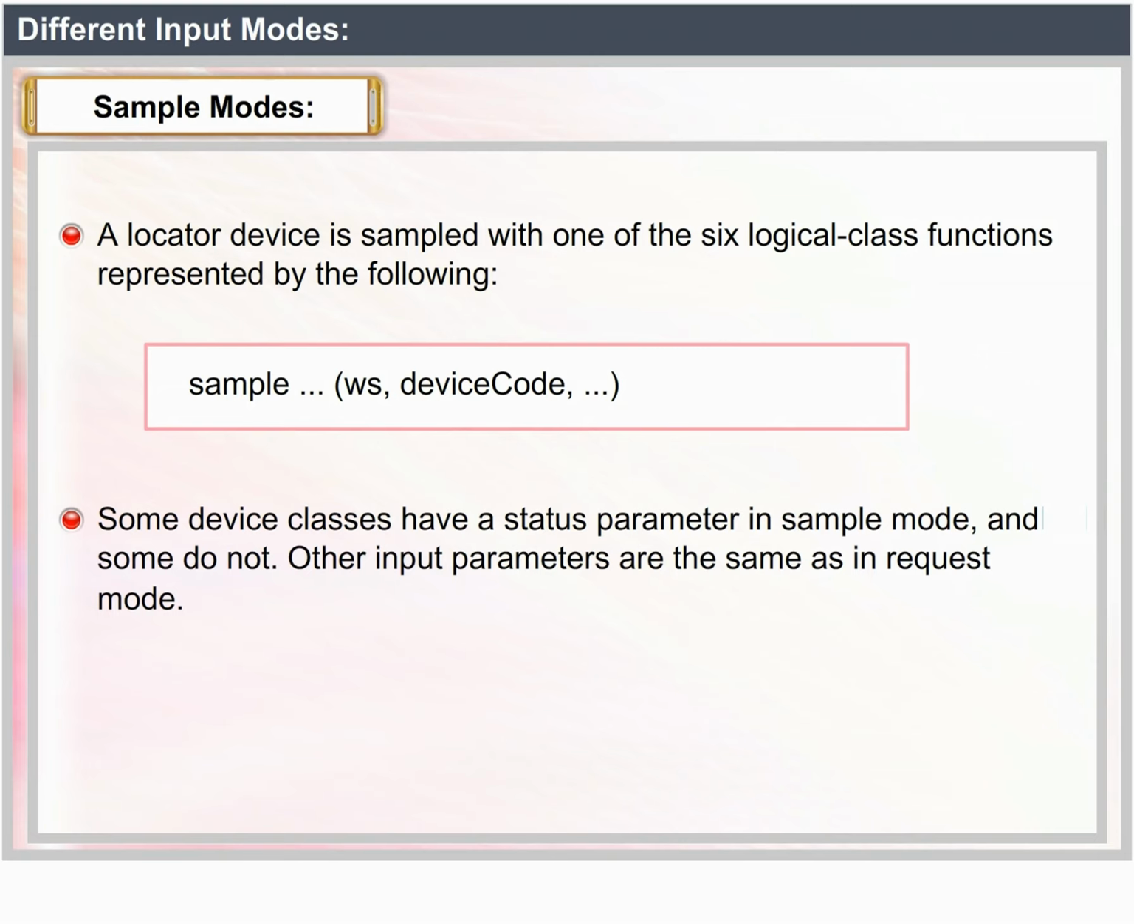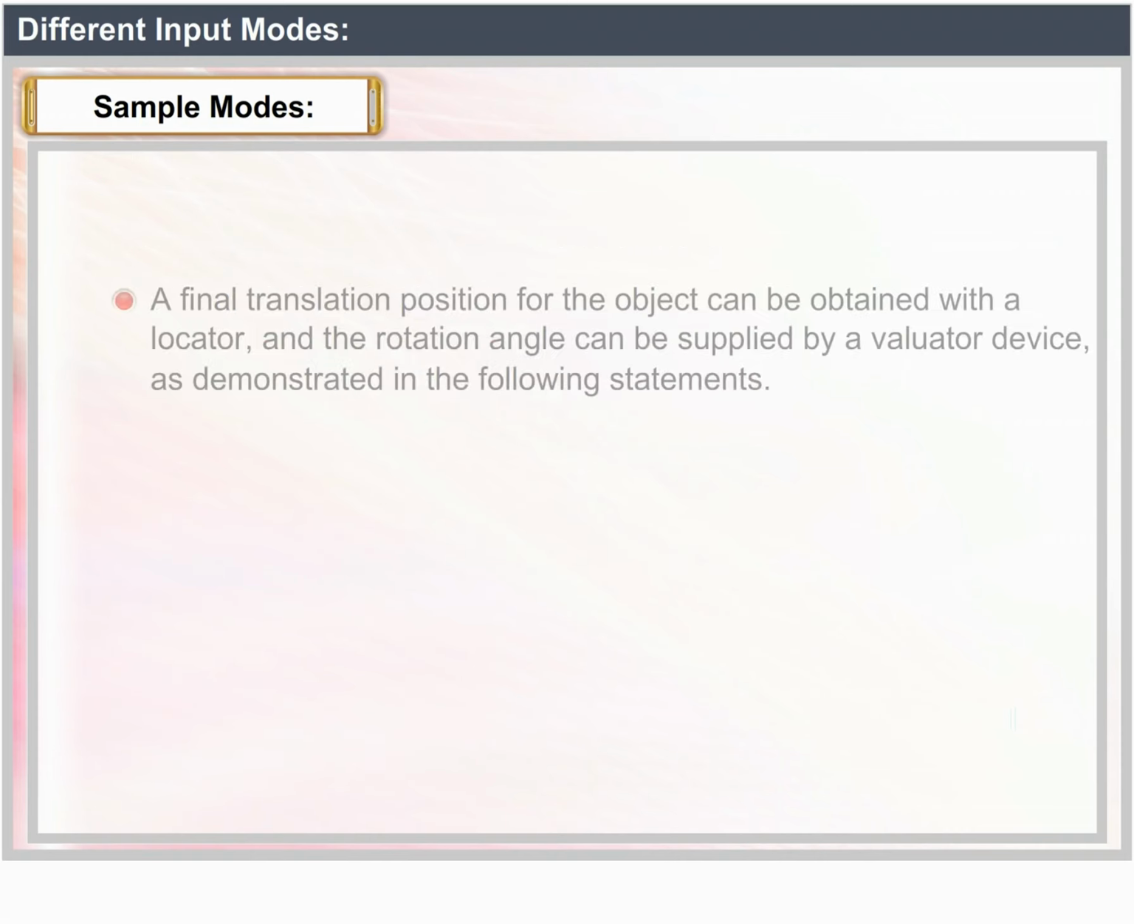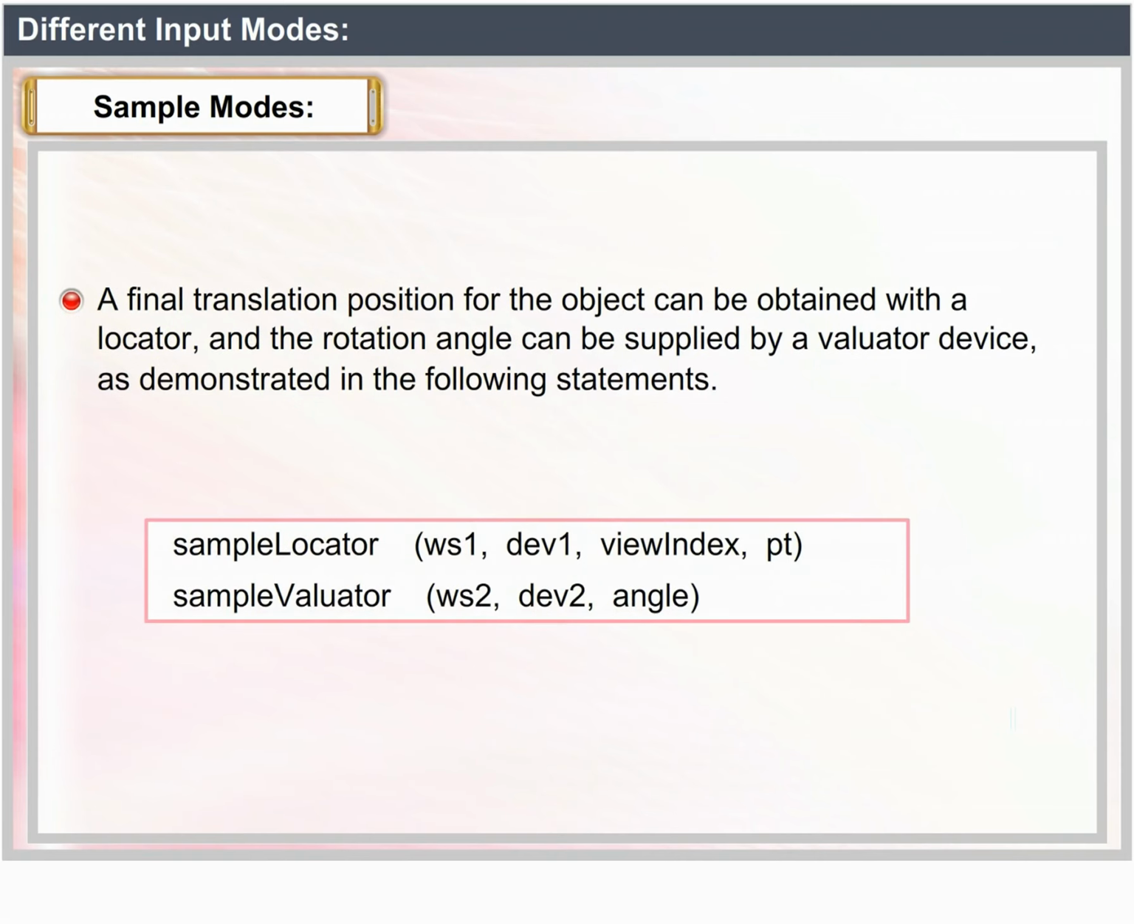As an example of sample input, suppose we want to translate and rotate a selected object. The final translation position for the object can be obtained with the locator, and the rotation angle can be supplied by a valuator device, as demonstrated in the following statements.